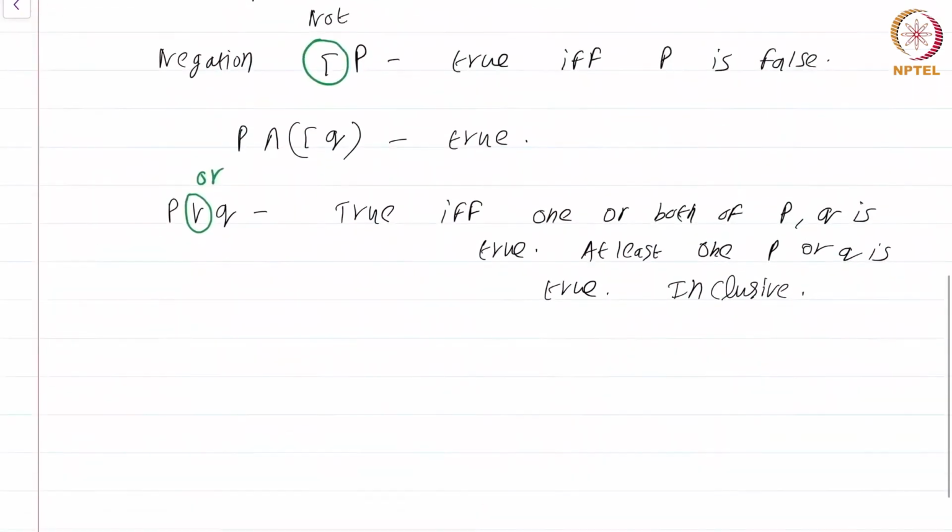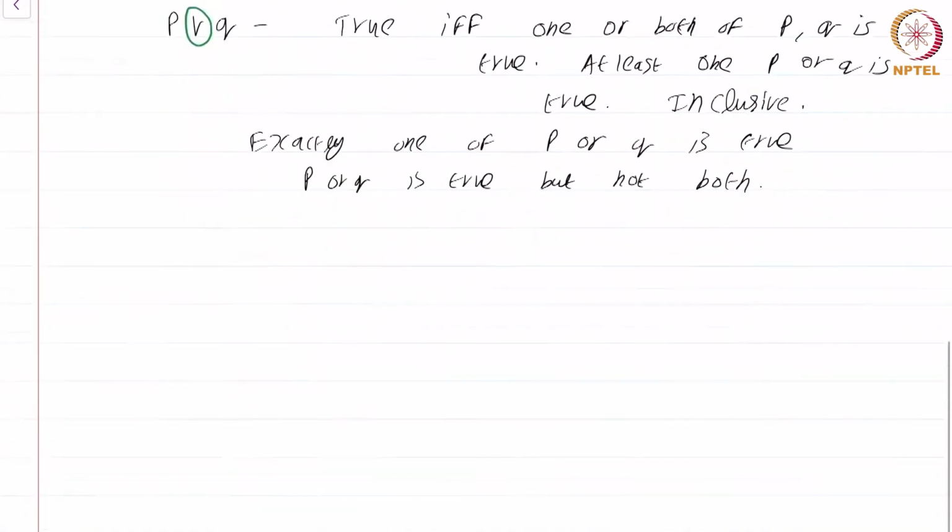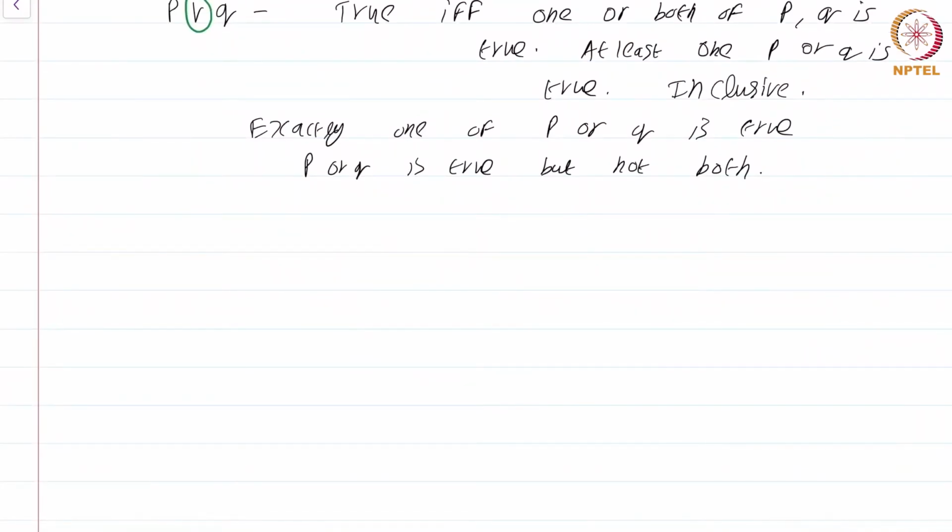If we want to use exclusive OR, we will say exactly one of P or Q is true. We'll say P or Q is true, but not both. So we will be explicit when we want to suggest that we are using the exclusive OR. Okay, now comes the complicated and the most important thing, implications.